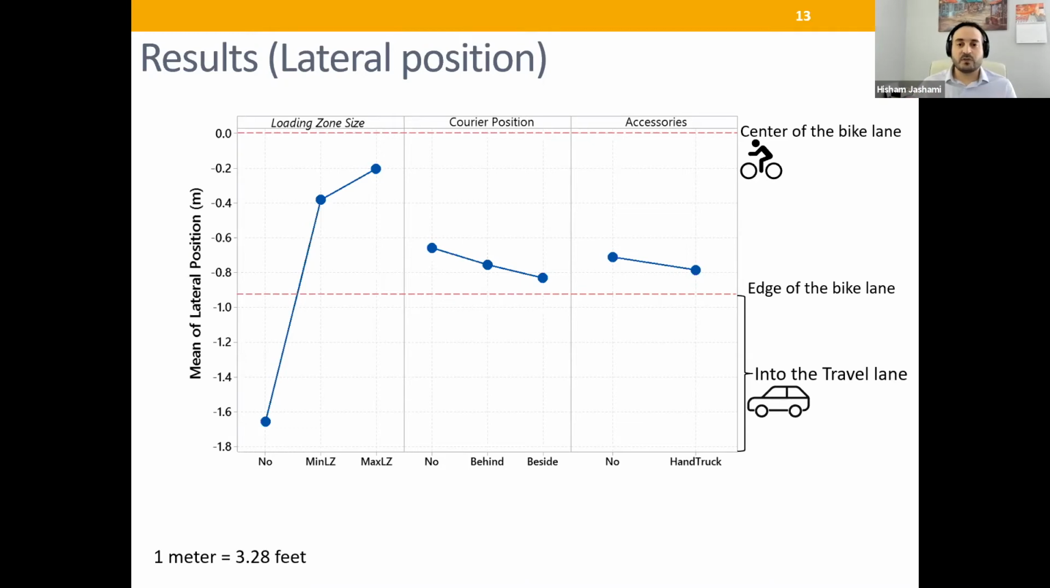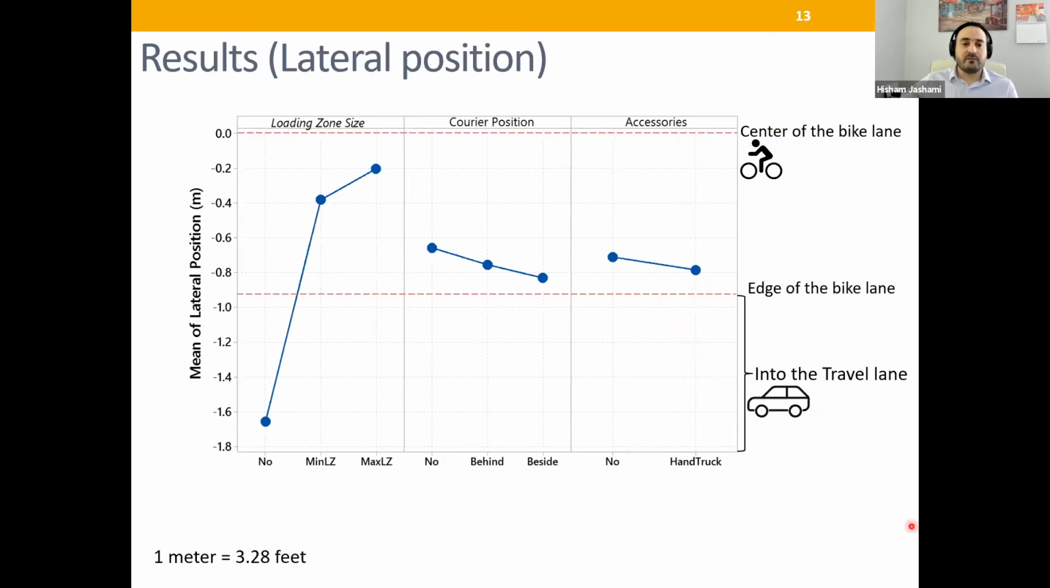The x-axis shows the 3 treatment variables with their levels. So here we have the center. Imagine that from here to here is half of your bike lane. I just added this visualization to make it clear. And also here is the travel lane.